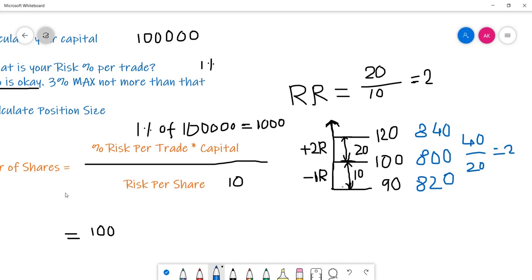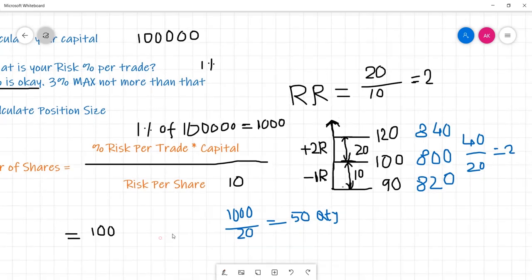Now we need to calculate the number of shares. It will again be 1000 divided by 20 rupees per share as the risk. So 50 will be my quantity. So I will enter the trade with 50 quantity. Not any arbitrary number. You see there is a calculation involved here.